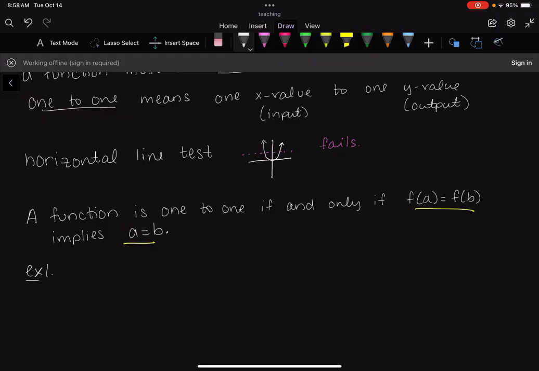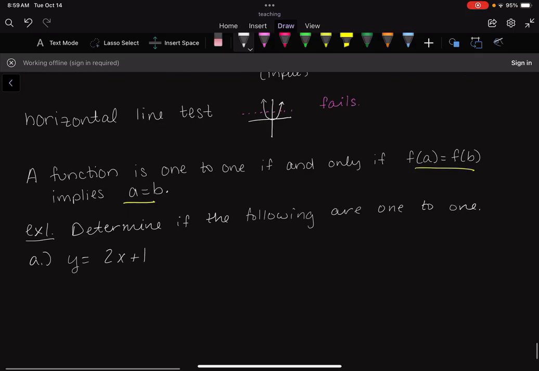So example 1, determine if the following are one-to-one. So part A, we're going to start off with y equals 2x plus 1. And so remember, y is the same as f of x.